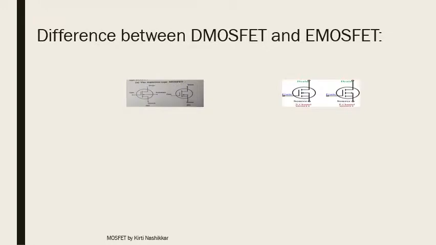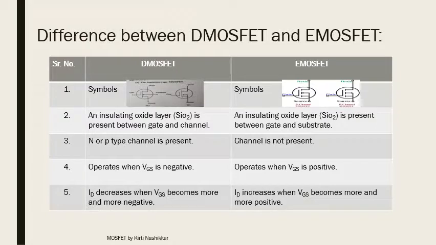Now let us see the difference between DMOSFET and EMOSFET. So the very first difference, as you can see here, is the symbols. EMOSFET के symbols यहाँ पे आपको दिखाई दे रहे हैं. These are the symbols of EMOSFET. DMOSFET में insulating layer SiO2 is present between gate and channel. Okay, now here EMOSFET में insulating layer is present between gate and substrate. Here it is between gate and channel.